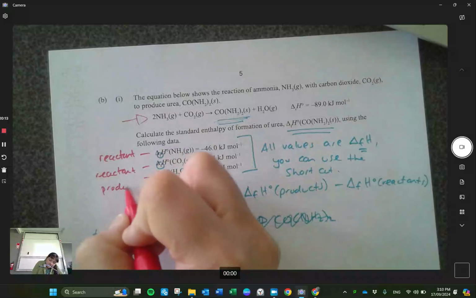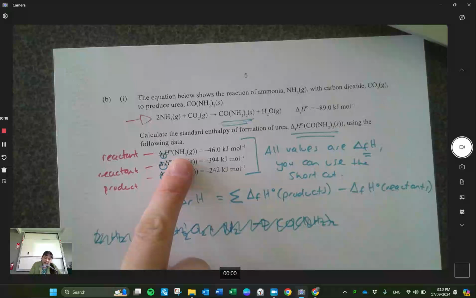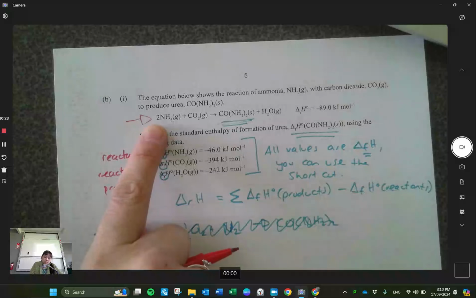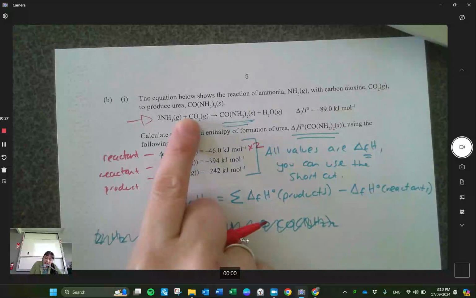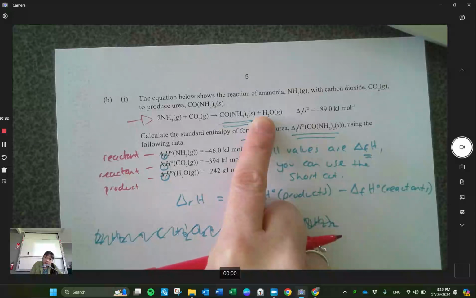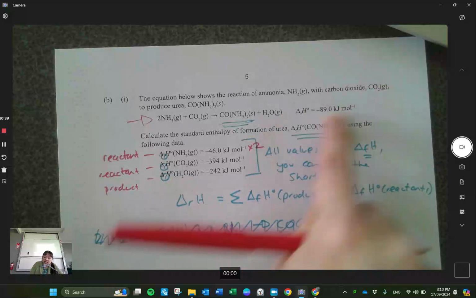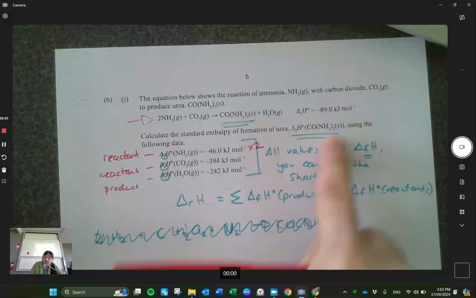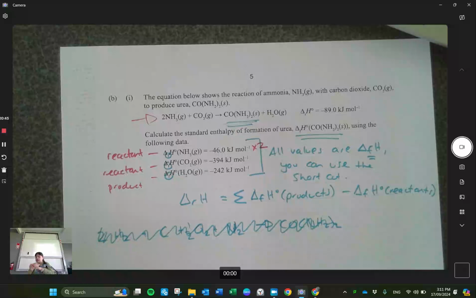Product. All right, now we got to think about our numbers and our coefficients in front. What's the coefficient in front of the ammonia? 2. So we're going to multiply this by 2. The carbon dioxide, is there a coefficient in front? No. Water, is there a coefficient in front? No. My delta HR is actually this number here, and we're trying to solve for this bit here. So let me set this up as an equation, and then we'll start plugging in our numbers.